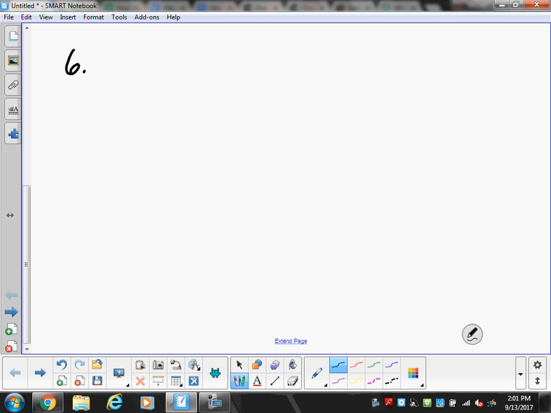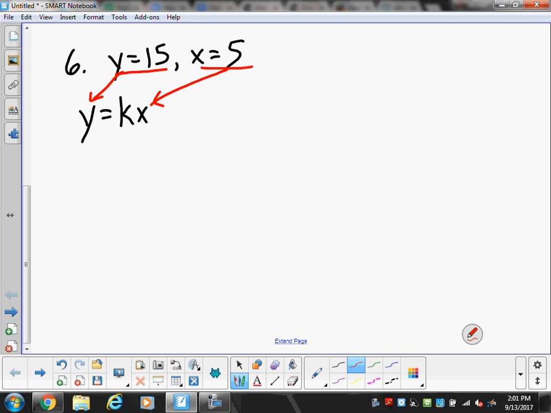This one says y equals 15 when x equals 5. So if I'm going to write a direct variation equation, I have to find out what k is. And so my equation is y equals kx. I'm going to take my value for y and put it here, my value for x and put it here, and solve for k. So 15 equals k times 5.